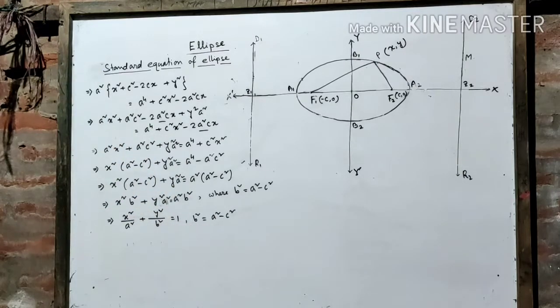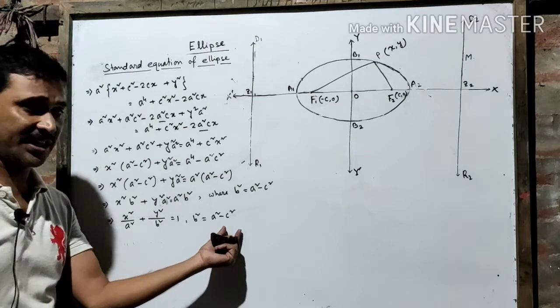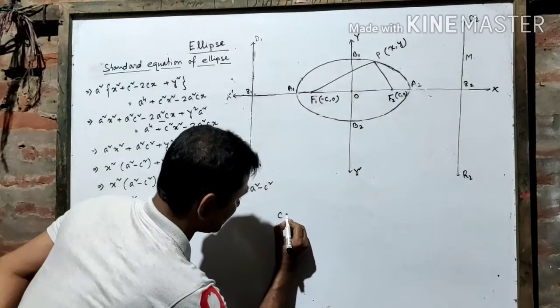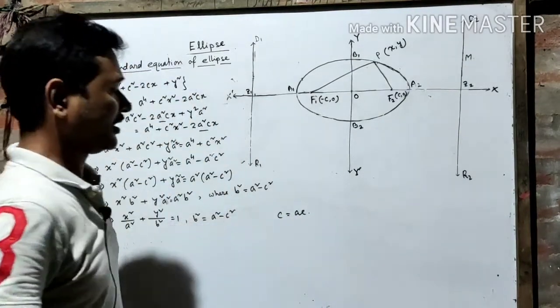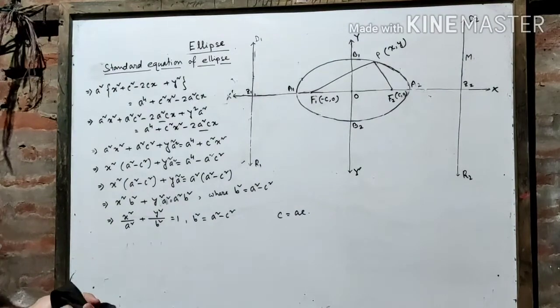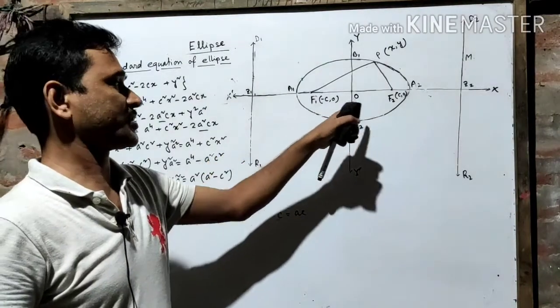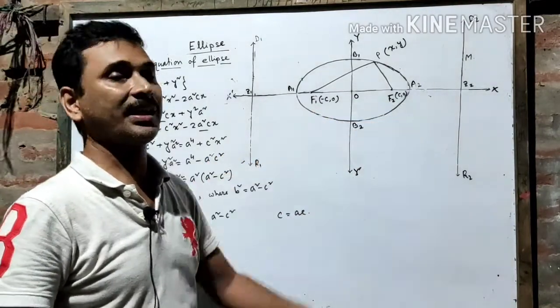And what is this c here? The value of c is equal to ae. Thus, the coordinates of the foci are (minus ae, 0) and (ae, 0).